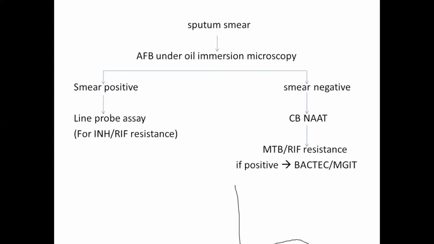Okay, continue. So whenever we suspect tuberculosis, we have to take a sputum smear and see under oil immersion microscopy for AFB. If the smear is negative, then we have to do CBNAAT for further evaluation. If it is positive, we ask for Bactec and MGIT for drug susceptibility. And if the smear is positive on oil immersion microscopy, then line probe assay for INH and rifampicin resistance.